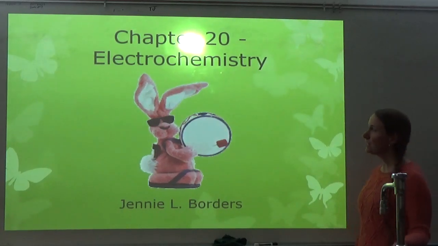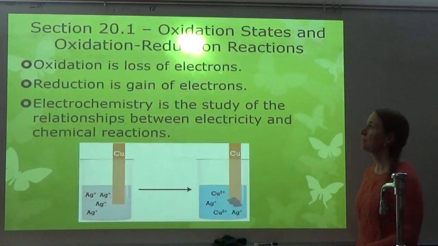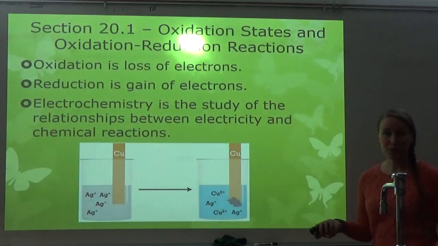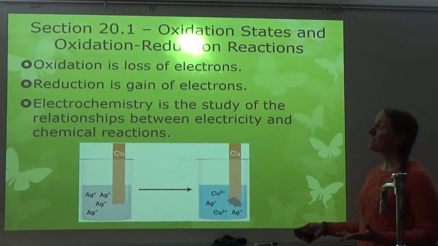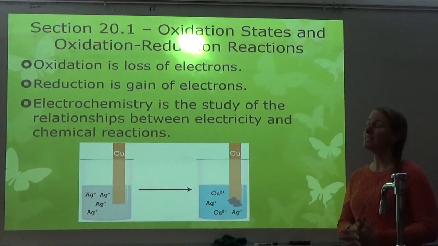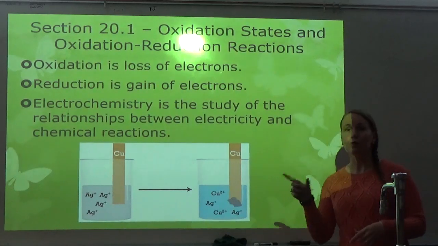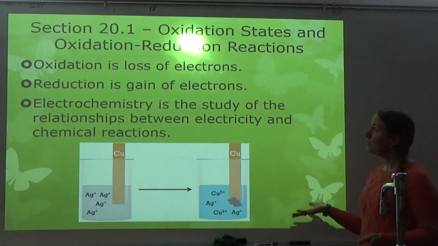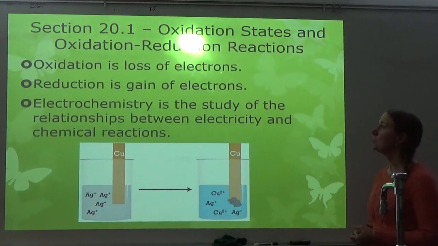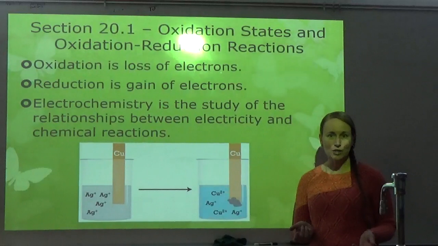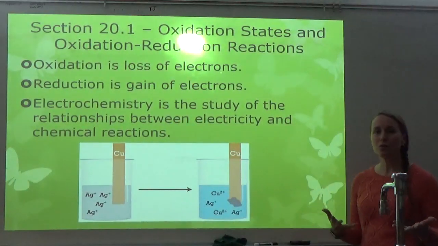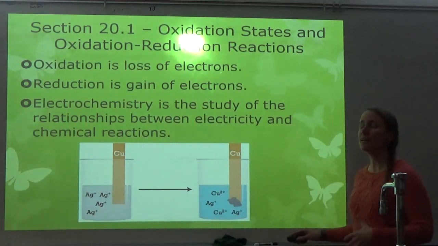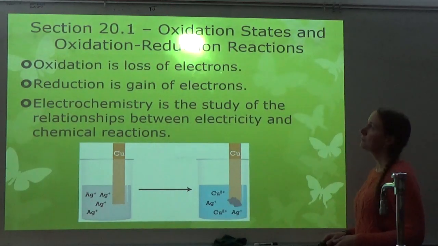So today we are going to start on electrochemistry. First, we're going to go back to something from Unit 1, which is oxidation reduction. Oxidation is loss of electrons, reduction is gain of electrons. If you remember OIL RIG, oxidation is loss, reduction is gain. Electrochemistry is the study of the relationships between electricity and chemical reactions. We're going to look at how chemical reactions can produce a current and voltage and actually be used for electricity.